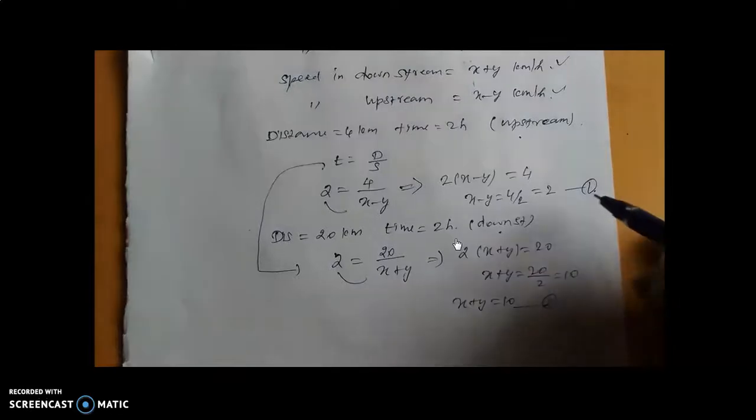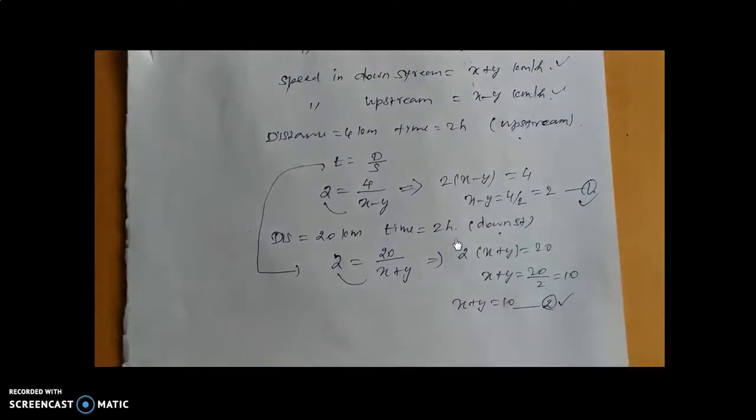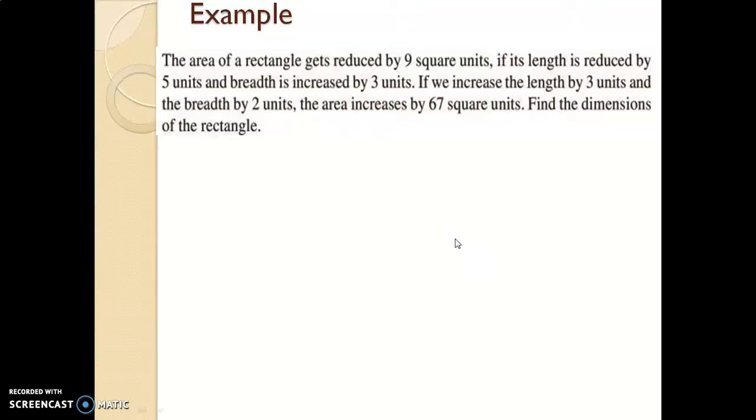So we got equation number 1 as well as equation number 2. They are linear equations, so solve these two equations by any method and find x and y. After finding x and y, write the speed of the current, that is the x value, and the speed of still water, that is the y value. Complete this sum by yourself and find x and y. Look at the next example.